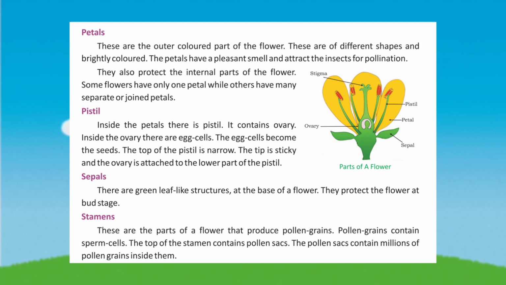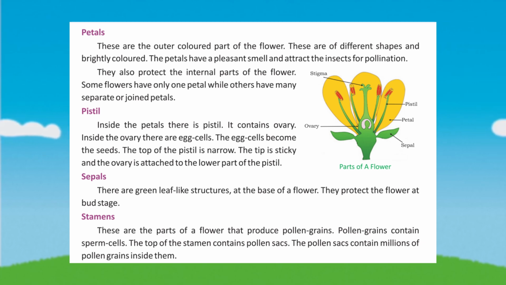Pistil. Inside the petals there is pistil. It contains ovary. Inside the ovary there are egg cells. The egg cells become the seeds. The top of the pistil is narrow. The tip is sticky and the ovary is attached to the lower part of the pistil.